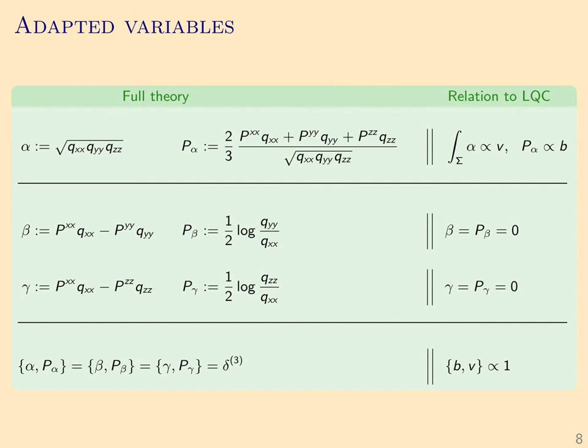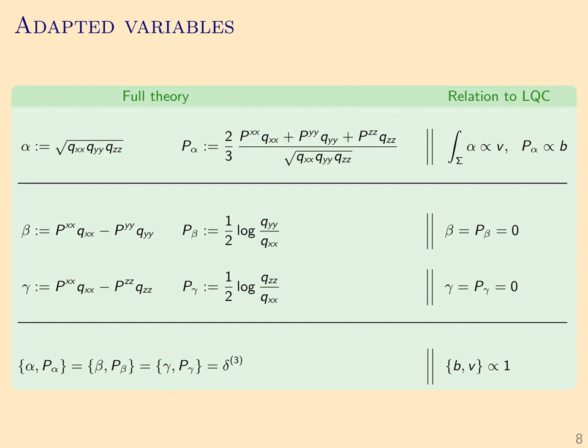Now, alpha and p alpha are very useful in this context because we can easily extract variables that we use in loop quantum cosmology from them. So if you look at the right, we can extract what people call V, the volume of the universe, by just integrating alpha over the spatial slice sigma. And we can extract B by just having it proportional to p alpha, so there's just some numerical prefactor between B and p alpha. If you look at how p alpha is constructed, it is a scalar geometrically, so this makes sense to have p alpha the same everywhere.